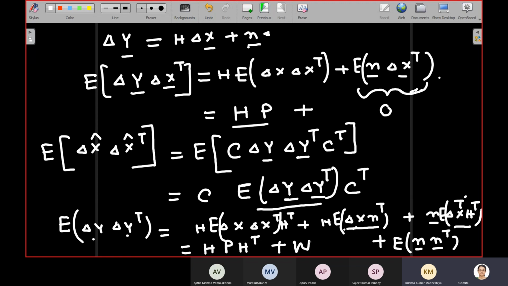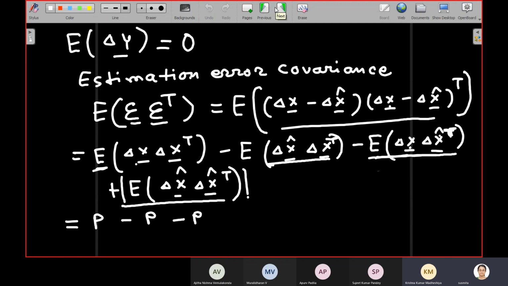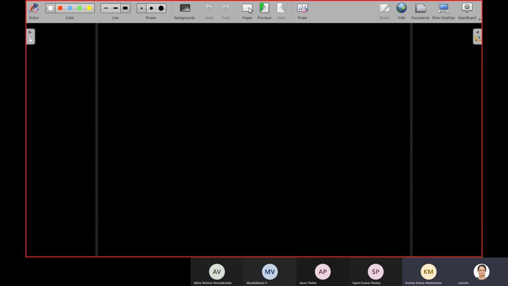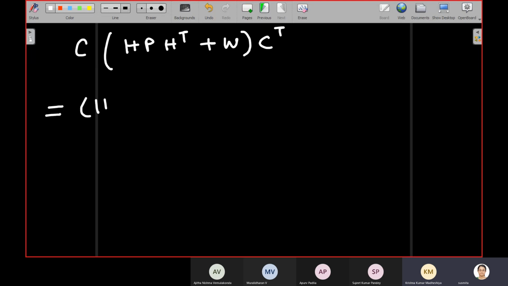Okay. Now we need to use that here. To simplify this, we have to use the expression of C.